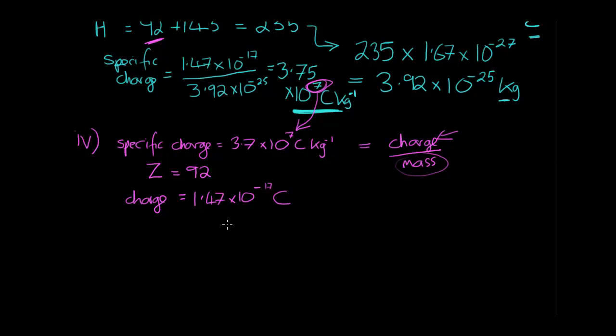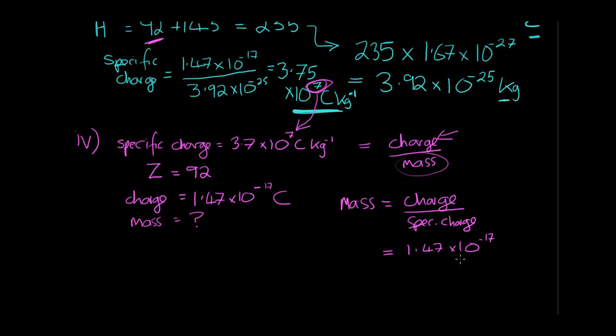And let's find out what the mass is. So mass is what we're looking for, for the moment. So mass is equal to its charge over specific charge, just rearranging that equation. And let's put the numbers in there. So we're going to get 1.47 times 10 to the minus 17 divided by 3.7 times 10 to the 7. To check the units, yes, they agree, they're all good.